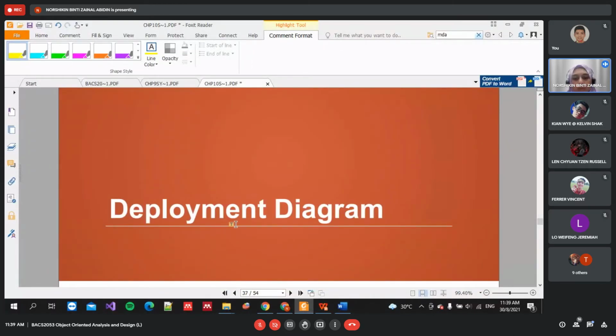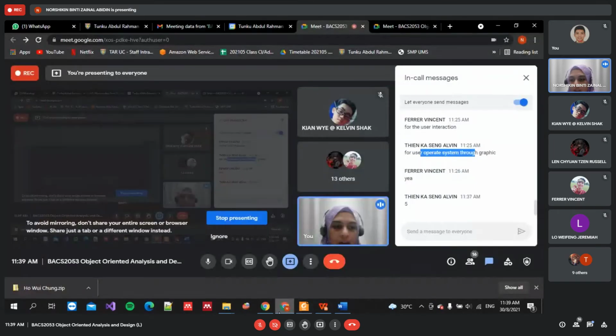And then we move to the deployment diagram. Any questions on the component diagram just now?